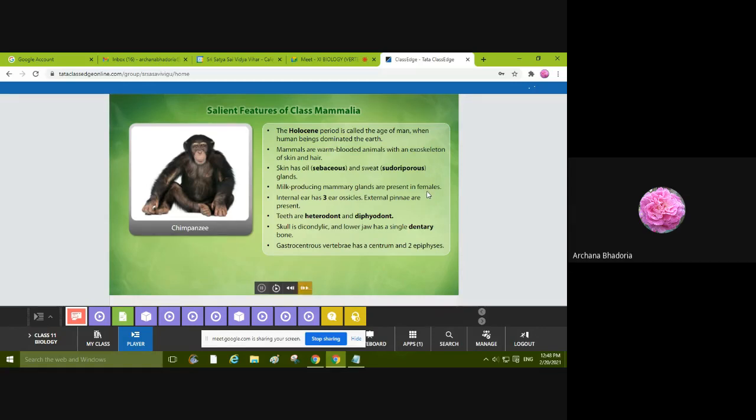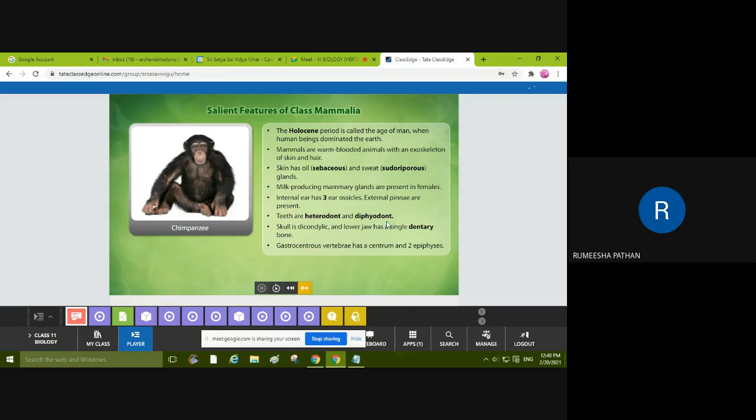The internal ear has 3 ear ossicles and they have the external ear also. In no other class do you find the external ear, called the pinna. Teeth are heterodont and diphyodont. Twice in their lifetime, mammals get teeth. You all know it or not? What are the first set called?